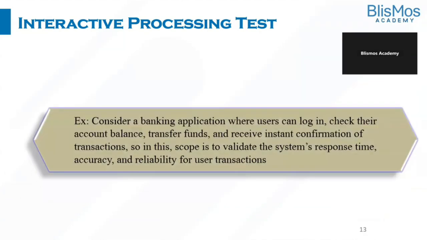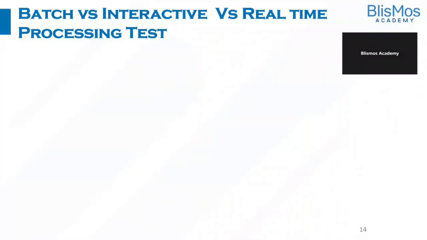For example, in a banking application, as soon as the user gives a user ID and password, it should log in. If a user clicks on account balance, it should display. Like that, depending upon the user input, the system should respond quickly. What is batch processing? What is real-time processing? What is interactive processing? Let us spend some time on how batch, interactive, and real-time processing are different.